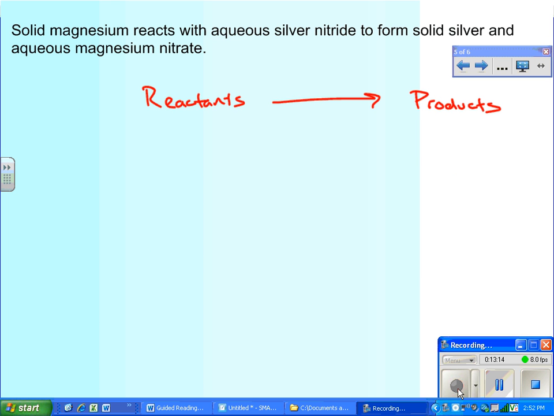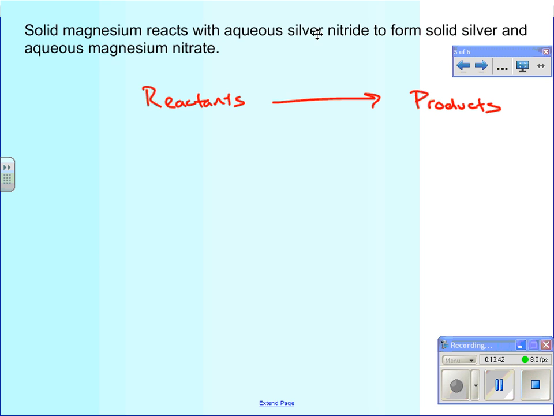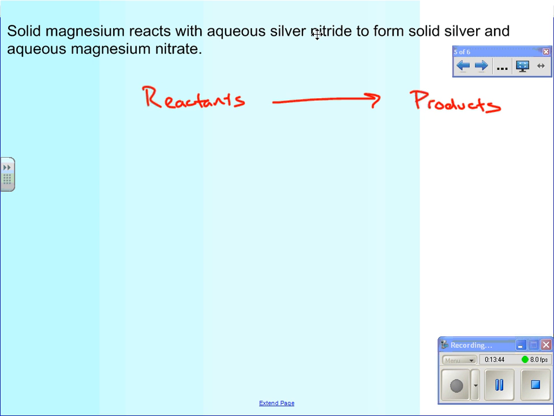Okay, last one. Solid magnesium reacts with aqueous silver nitride to form solid silver and aqueous magnesium nitrate. So let's take a look then at what our reactants and what our product should be. Again, this is a polyatomic ion, I think. I'm just rereading the problem. Give me a sec. This is a mistake. It's not nitride, it was nitrate. That is a polyatomic ion, so we will need that sheet.